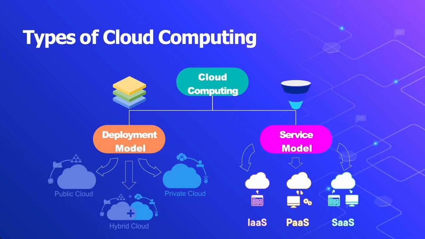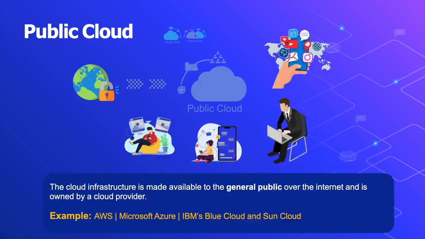The deployment models, namely public cloud, private cloud, and hybrid cloud. Public cloud. The public cloud infrastructure is hosted by third party cloud service providers like AWS, Microsoft Azure, or Google Cloud Platform. It allows the general public open access over the internet to leverage these shared computing resources on demand via self service interfaces on a pay as you go billing model without having to set up any hardware on premise.